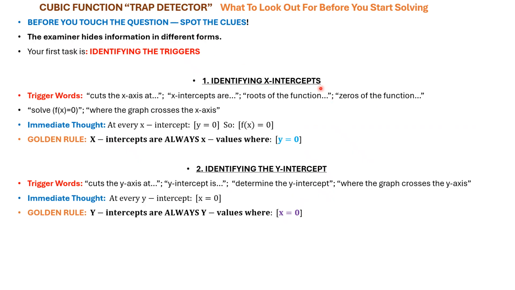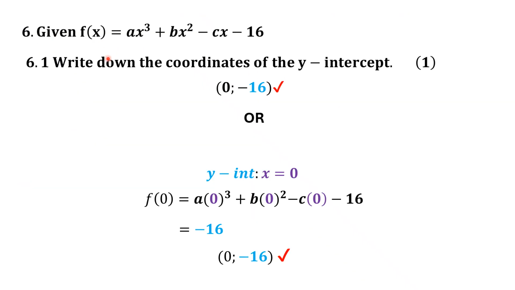So again, I've explained this in the previous videos on x-intercepts and y-intercepts, but in short, for the x-intercept, y must be 0, and for the y-intercept, x must be 0. The trigger words were explained in the previous videos. So, given f of x equals ax cubed plus bx squared minus cx minus 16, write down the coordinates of the y-intercept. If x is 0, a, b, c all fall away. I'm left with negative 16, so that's 0, negative 16, 1 mark.